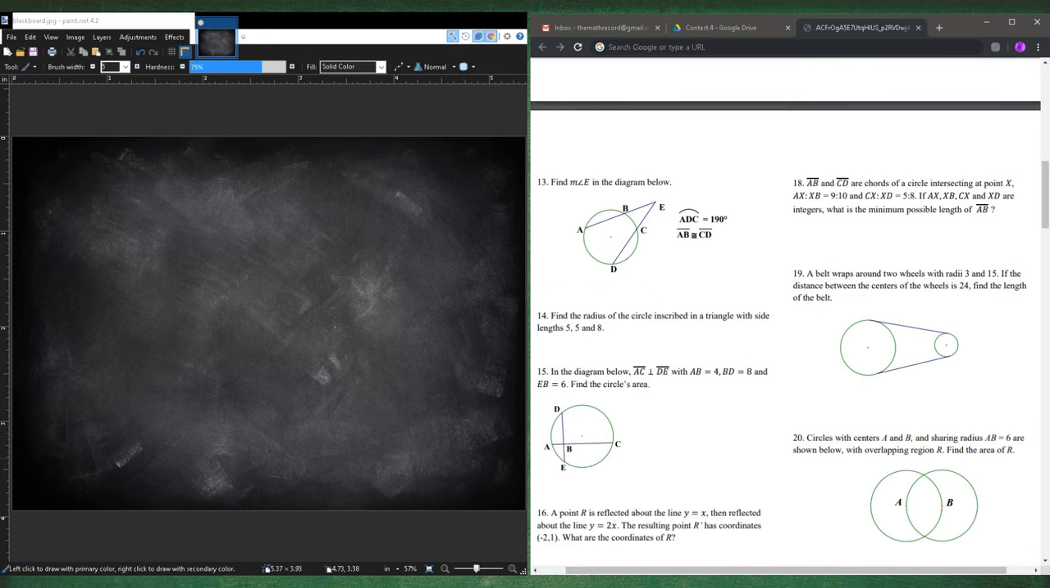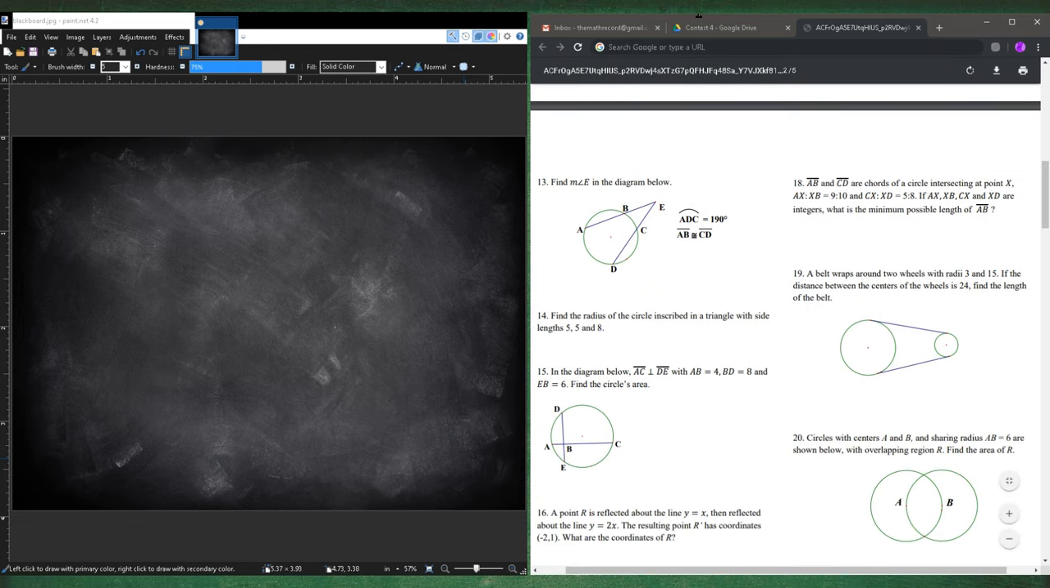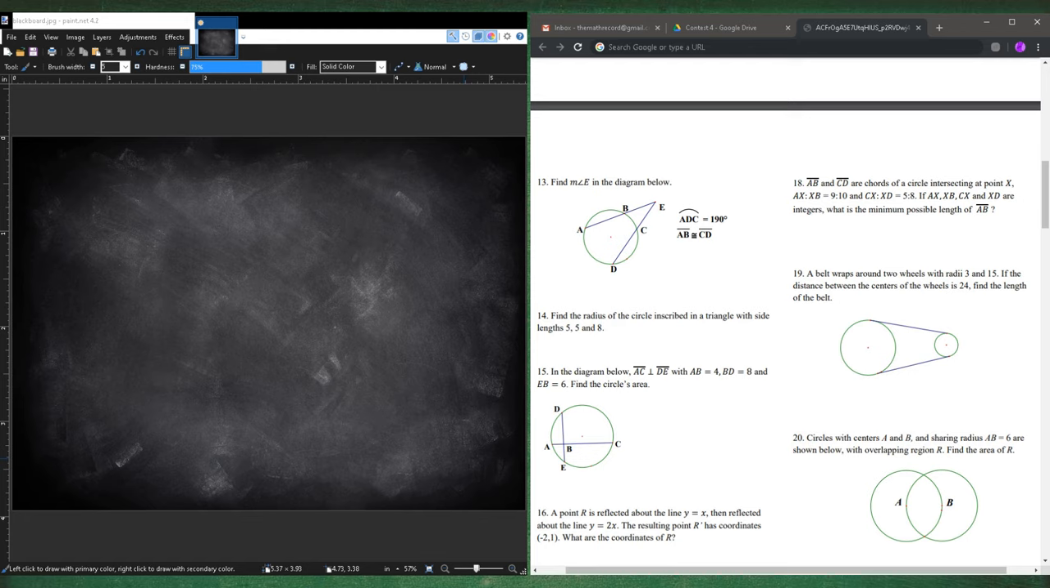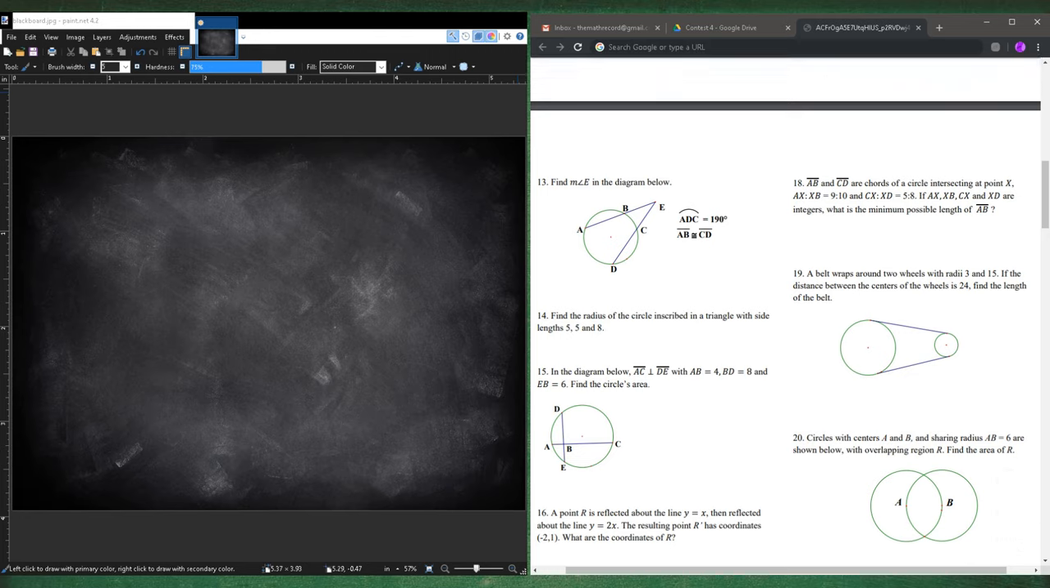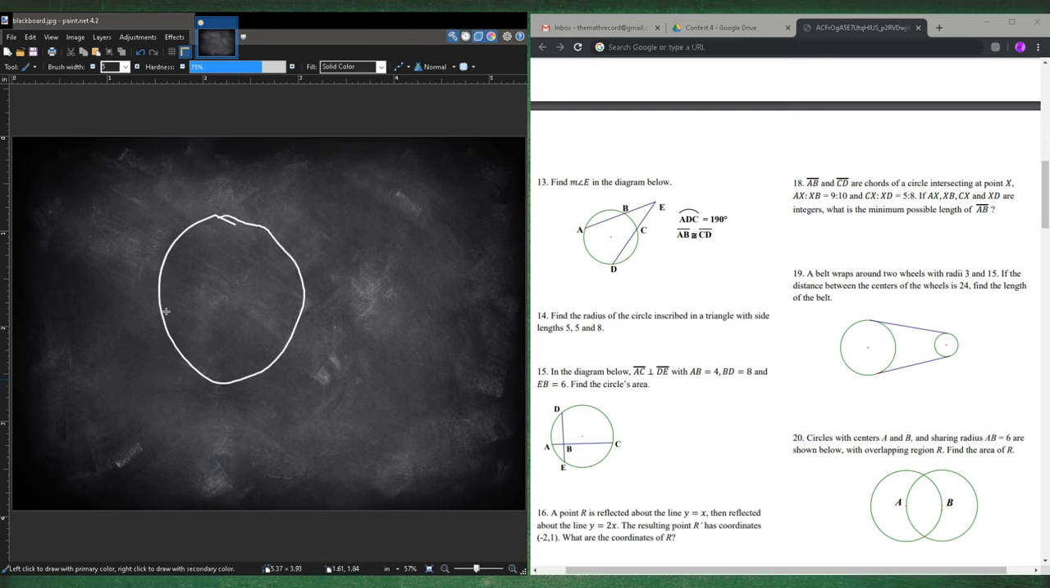Question 13, find the angle E where AC is 190 degrees, and AB is equal to CD. So this is also another inscribed angle question, but now you have to actually solve for AD, and you need to find BC. If we draw this out, they're saying AB is equal to CD. That means technically this arc right here is the same thing as this arc right here. That's what they're telling us.